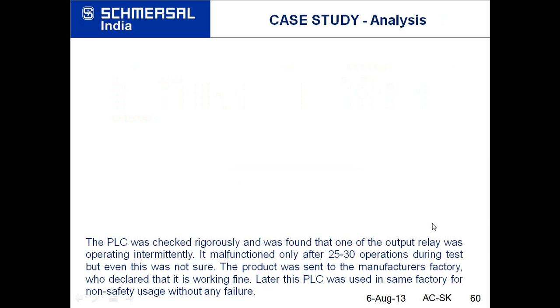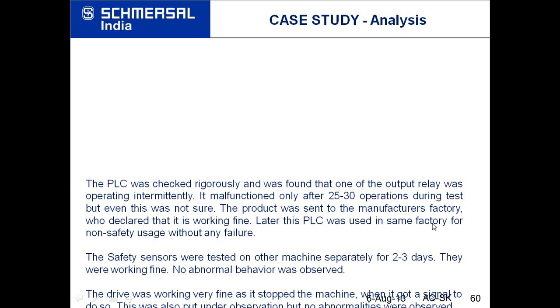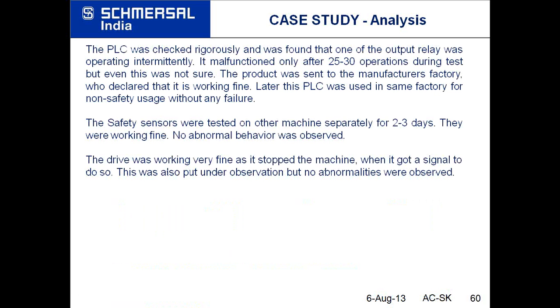So in the analysis part, the PLC was checked rigorously later on, and it was found that one of the output relays, which was connected to the safety door sensors or the input, was operating intermittently. Intermittently means it malfunctioned, say after about 25 to 30 operations, or say after maybe 15 operations, which was not known after how many operations it will malfunction. But even this was not so sure.